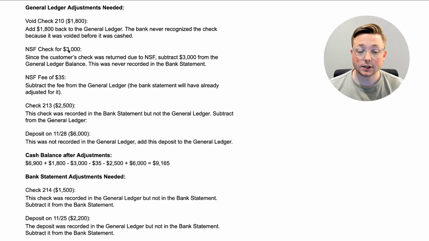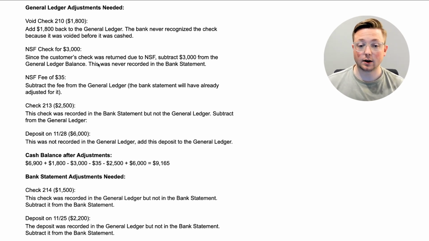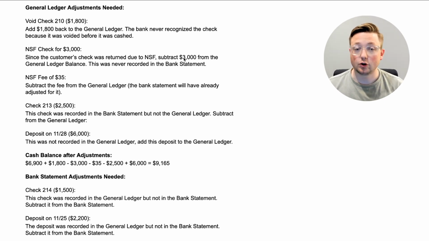The non-sufficient funds check, since the customer's check was returned, they have to subtract the $3,000 from their general ledger because they thought that they had that money, but it turns out that check bounced and they don't actually have that money. And again, the bank statement never recorded this because they're the ones who found out there wasn't sufficient funds, so they didn't deposit it. And then the bank did charge a fee.